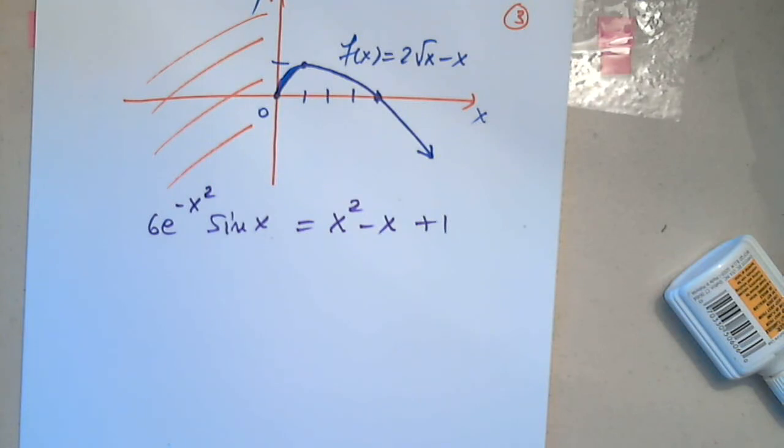Just 1 second. So first of all, we have to create the function. By creating the function, we mean we have to move everything to one side and set it equal to 0. You got the chance to do that, right?